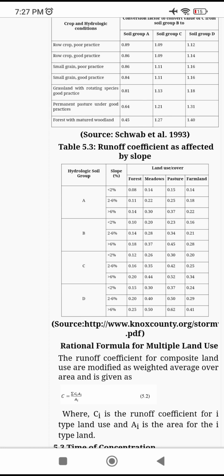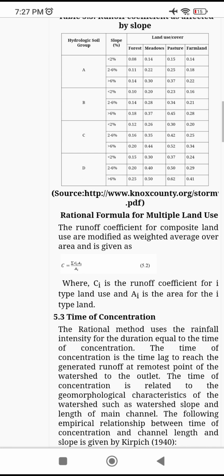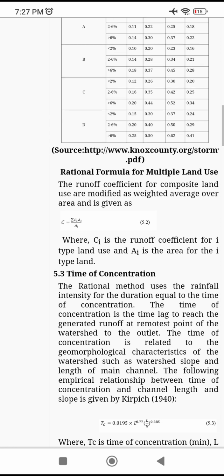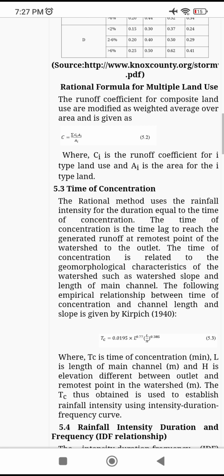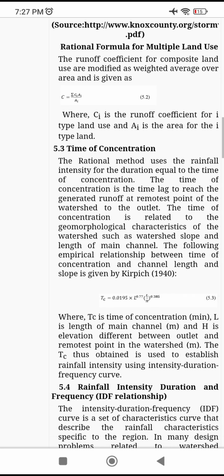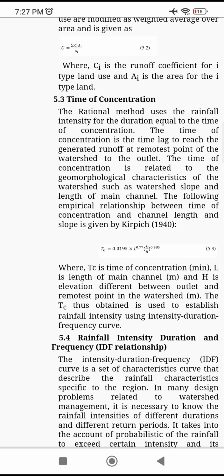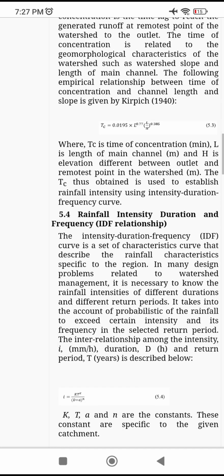This is not that important, so let it be. Then you should remember the time of concentration. What is the definition of time of concentration and what is the formula? Tc = 0.0195 × L^0.77 / H^0.385. So remember this formula.